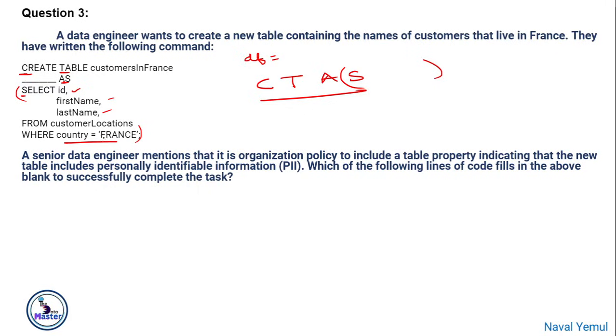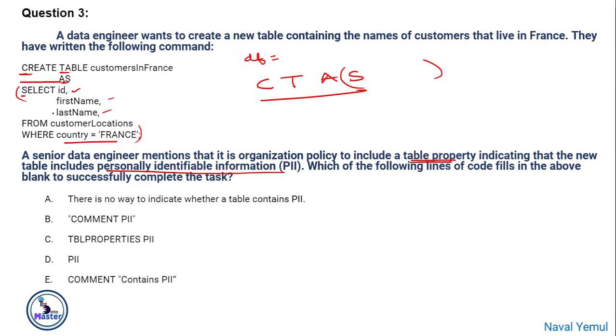Okay, this is the syntax and everything is correct here. They have a blank space here, so we need to fill this. A senior data engineer mentions that it is organization policy to include table properties. So they want to include a table property indicating that the new table includes PII. It means the table includes personally identifiable information. Which of the lines of code fills in the above blank to successfully complete the task?